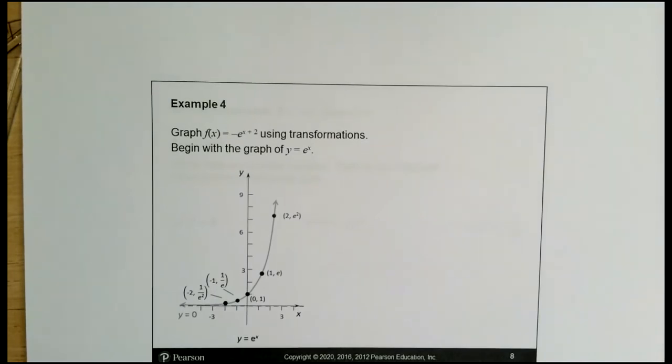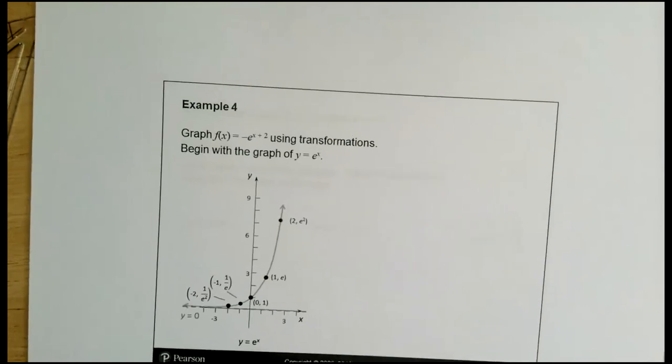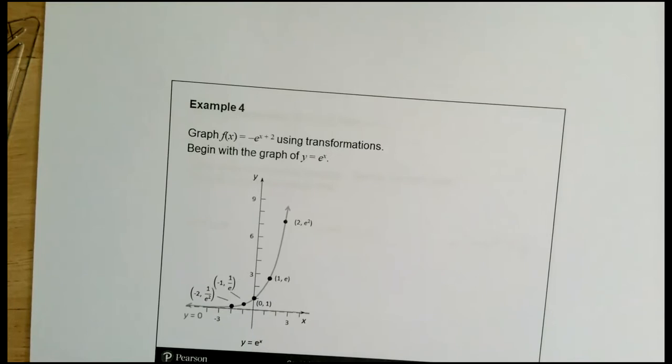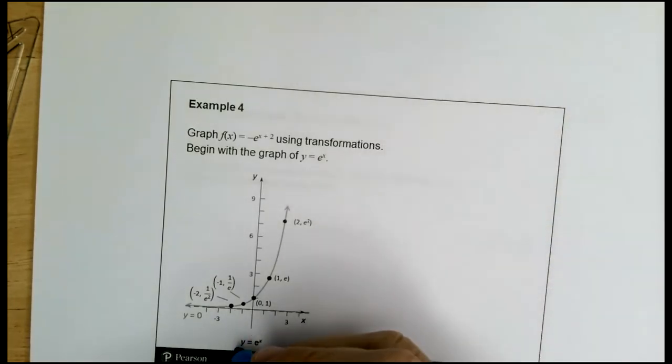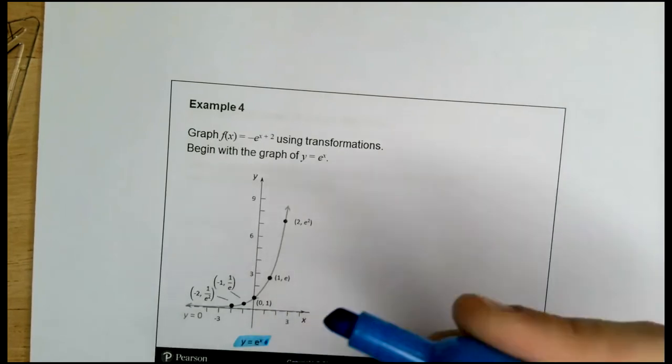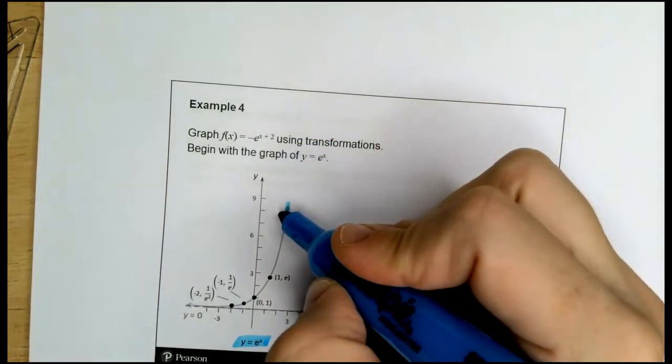So we're going to use e to graph the next transformation. f of x equals negative e to the x plus 2. This is my graph, my parent function of y equals e to the x.